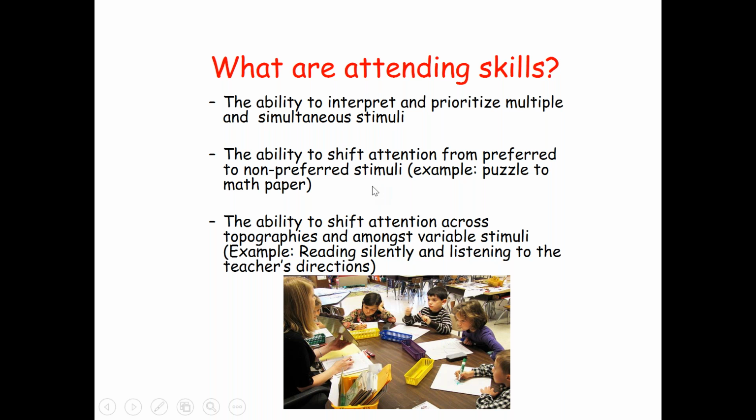Attending skills are also the ability to shift attention from preferred to non-preferred stimuli, an example of a puzzle, if that is a preferred stimulus, to a math paper, a non-preferred stimulus. So a number of times I get called into either local school districts or other private schools in the area to look at kids' behaviors. I need a functional behavior assessment. This kid tantrums every time he goes to math class. He hates math. He's terrible in math. What do we do about math?